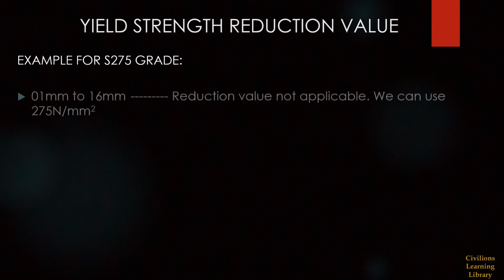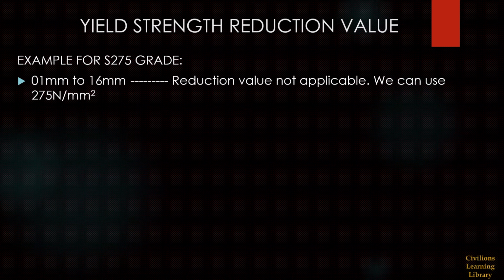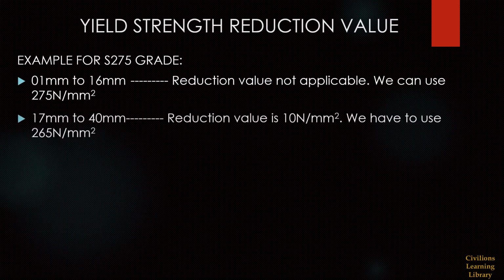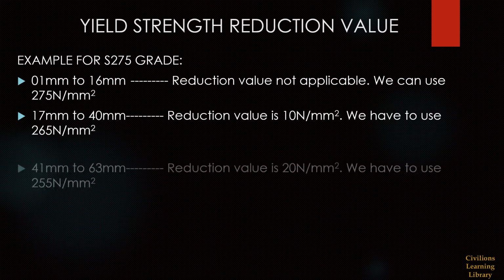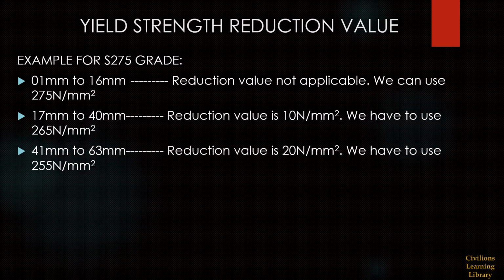Example for S275 grade. For plate thickness 1 mm to 16 mm, no yield strength reduction is needed. We can use 275 Newton per mm square for design. For plate thickness 17 mm to 40 mm, we have to reduce 10 Newton per mm square, and the design value is 265 Newton per mm square.